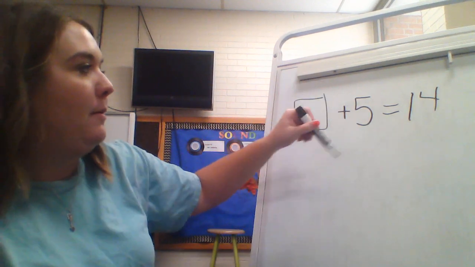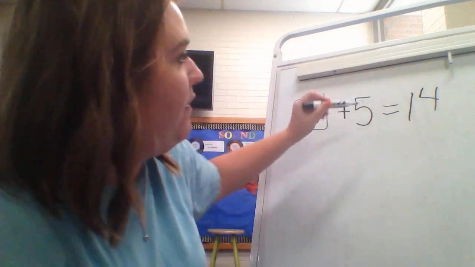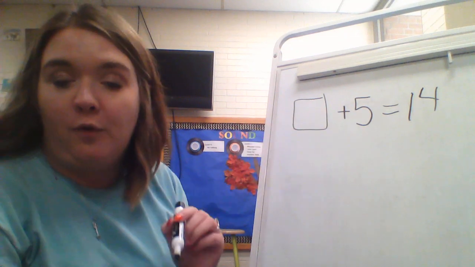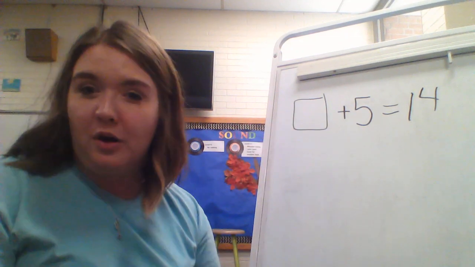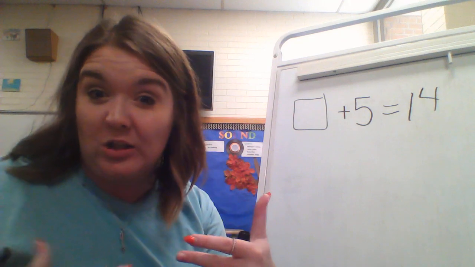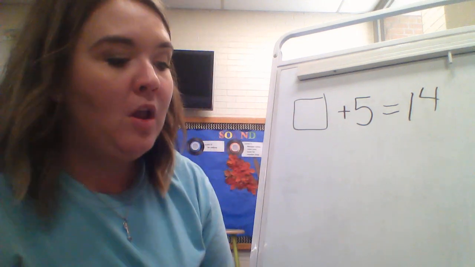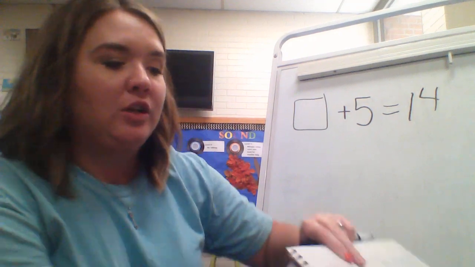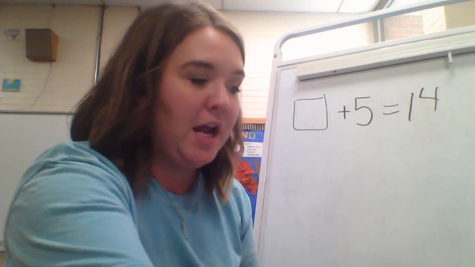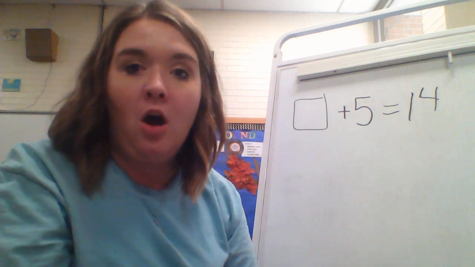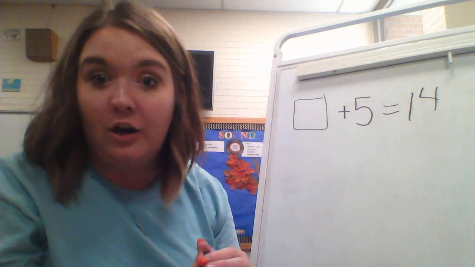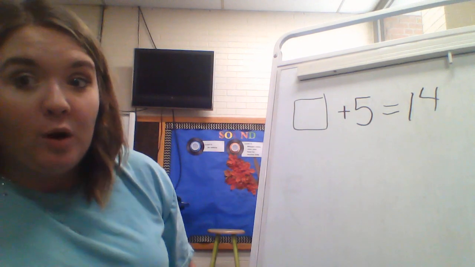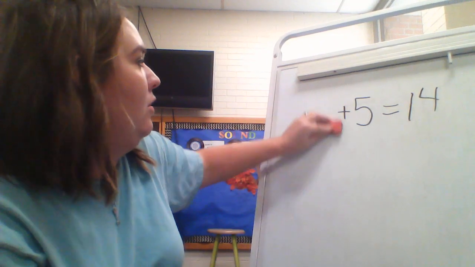So I know it's a plus problem, and I know that 5 and some other number make 14, but the number that I didn't know was at the very beginning of my problem. So that's why it's the start that's unknown in that problem. Okay, so the start was unknown. Now, we're going to look at our homework today, keeping in mind our change and our results and our starts that are unknown. But before we do that, we're going to look over what that would look like in a subtraction problem.